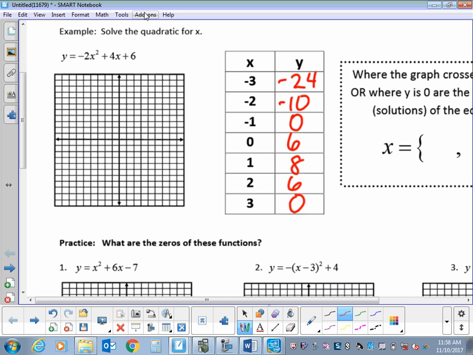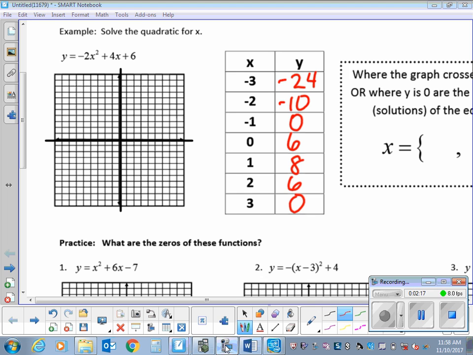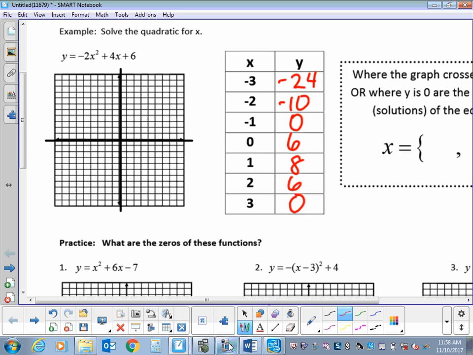All right, so I'm going to sketch my graph. So negative 1, 0, 0, 6, 1, 2, 3, 4, 1, 8. Is this what your graph looks like?